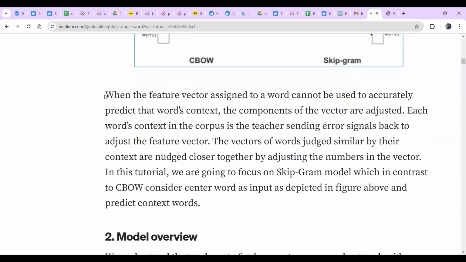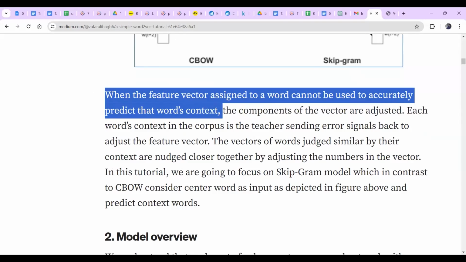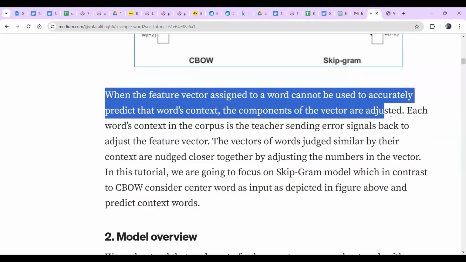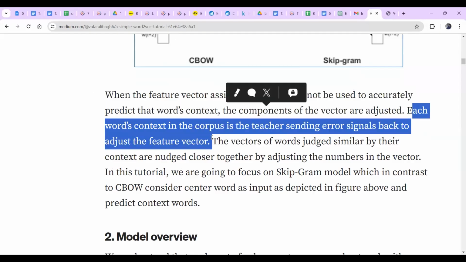When the feature vector attained cannot accurately predict the words, for example when it's not able to predict the output correctly, what will happen? The components of the vector will be adjusted. How will they be adjusted? Again, this is based on backpropagation. They will send the error signals back to adjust the feature vector. What is sending the error signals back? It's the same thing I was saying: you check the loss, and according to the loss, you adjust your weights. Same thing as backpropagation.